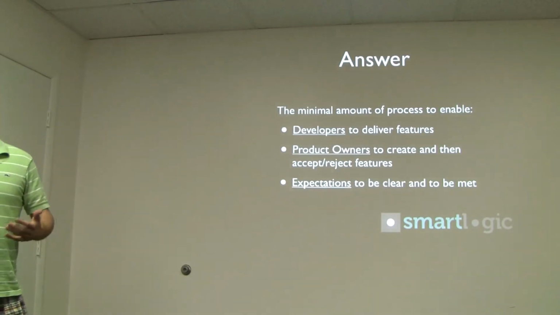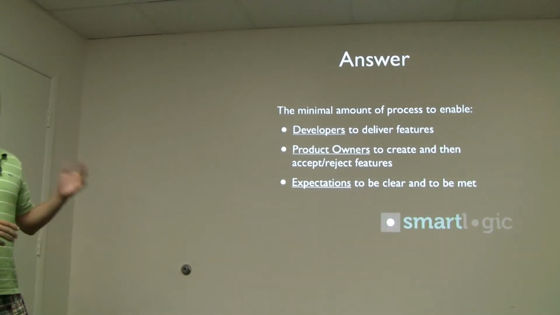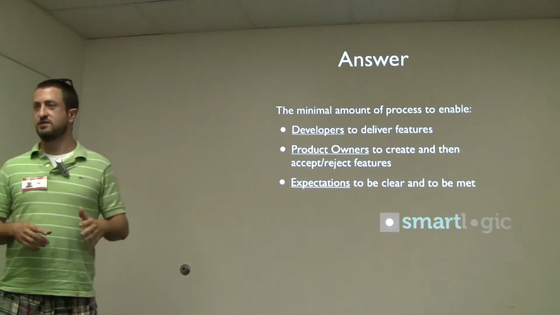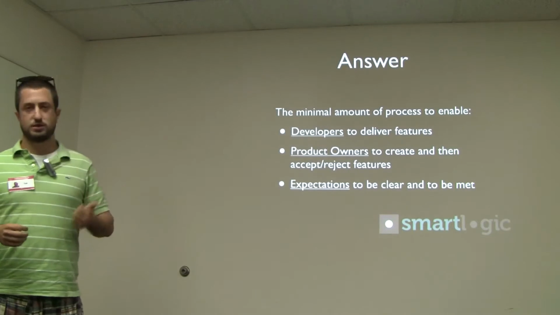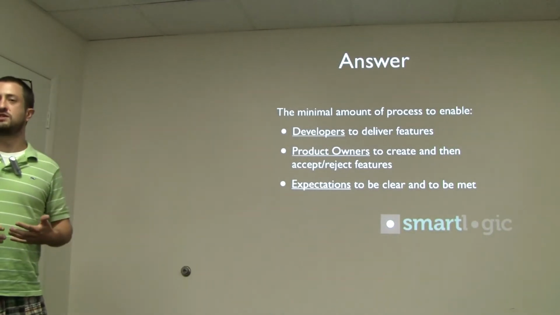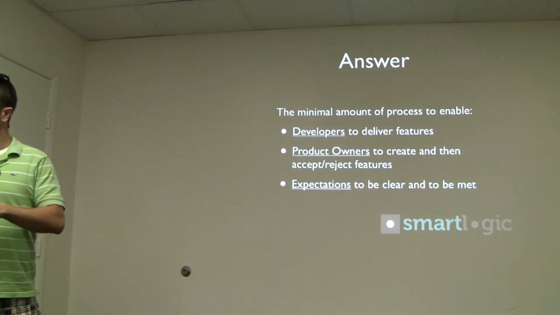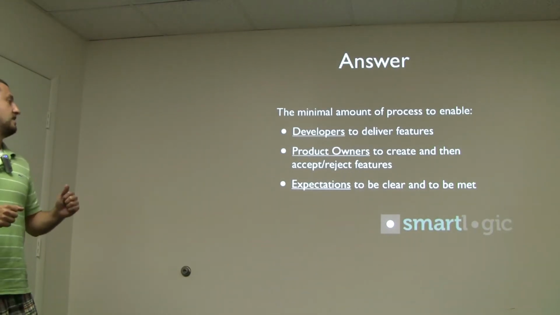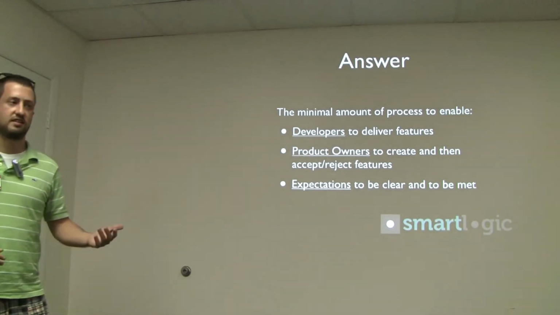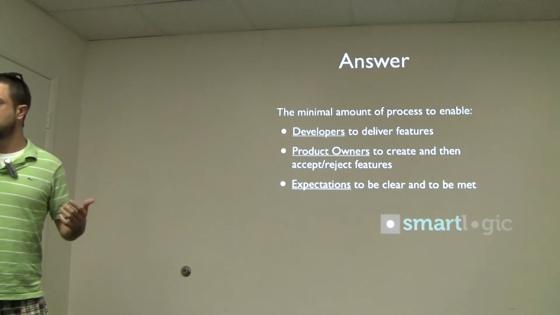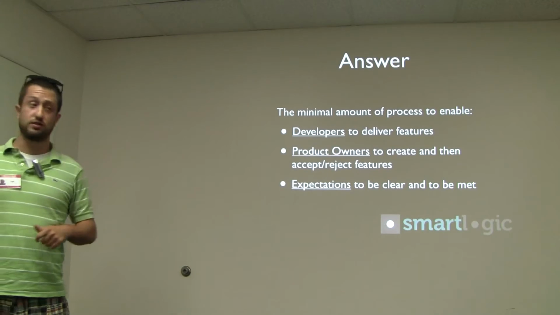What we found to be the best way is to have a minimal amount of process that will enable the developers to actually write code to develop the features and deliver them to the product owners, who are responsible for creating these requirements, talking to the market, figuring out what all the stories are, and then accepting and rejecting the work that the developers do. Another important part is that the process should set the expectations so that everybody's speaking on the same page. Developers know what's expected of them, product owners know what's expected of them, and so on.